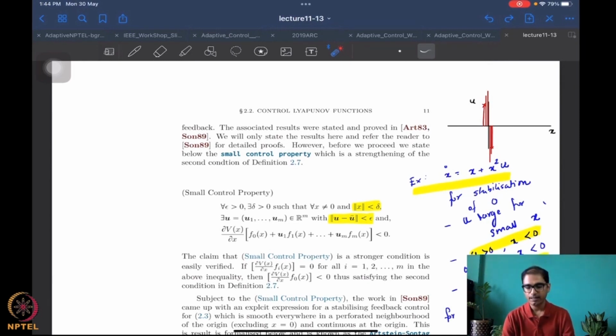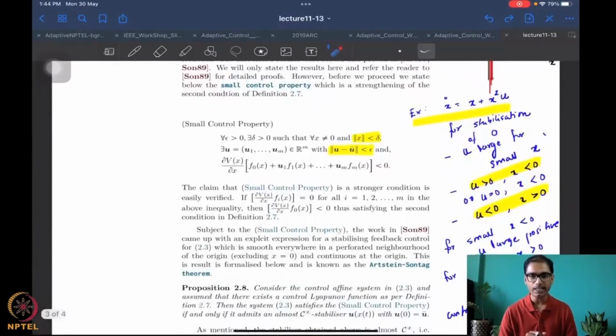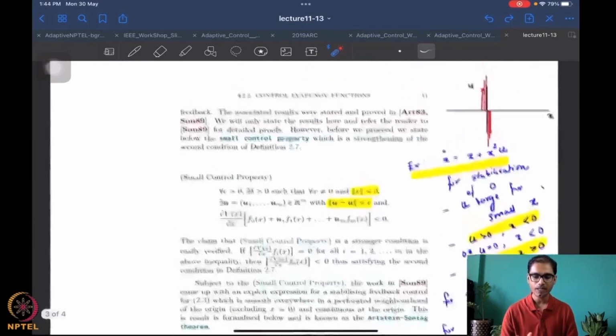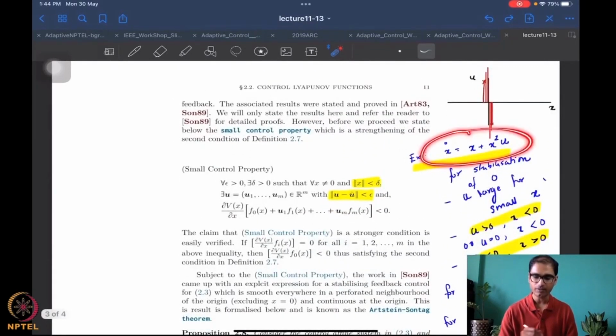So this is the problem that you want to avoid, and therefore we declare this as a property called the small control property. I would strongly suggest that you think carefully about this problem. I may have spoken too quickly, but I would urge you to think about this example very carefully, and why the control becomes discontinuous if you don't have the small control property.